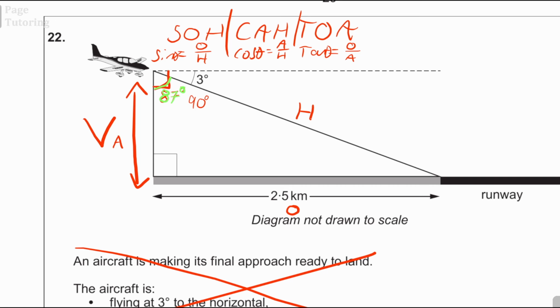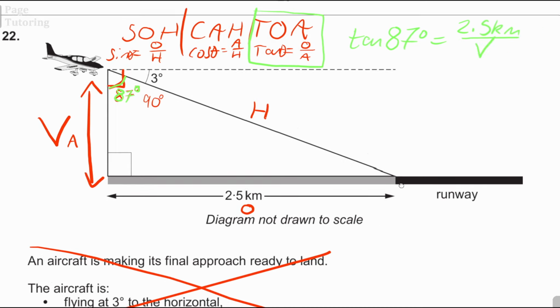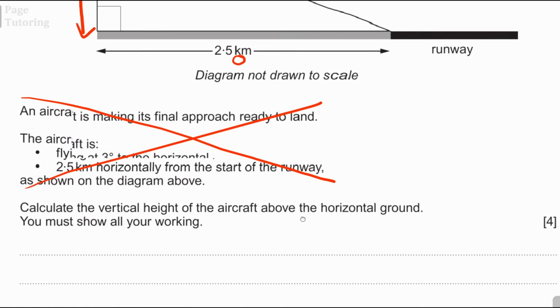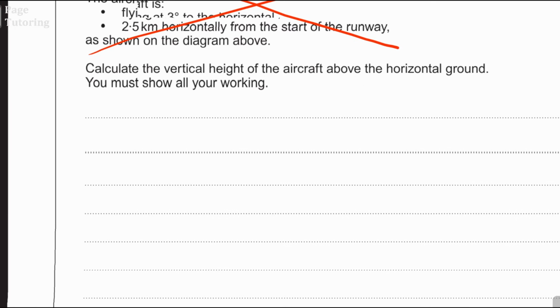So adjacent and opposite, that means that we're going to use tan, this end one here. So we're going to do the calculation of tan of the angle, which is 87, equals the opposite, which is what we have, 2.5 kilometers, over what we labeled initially as V. Move that across. So that calculation there, we are just going to plug into our calculator once we arrange for V. So we move back down to where we can do our writing.